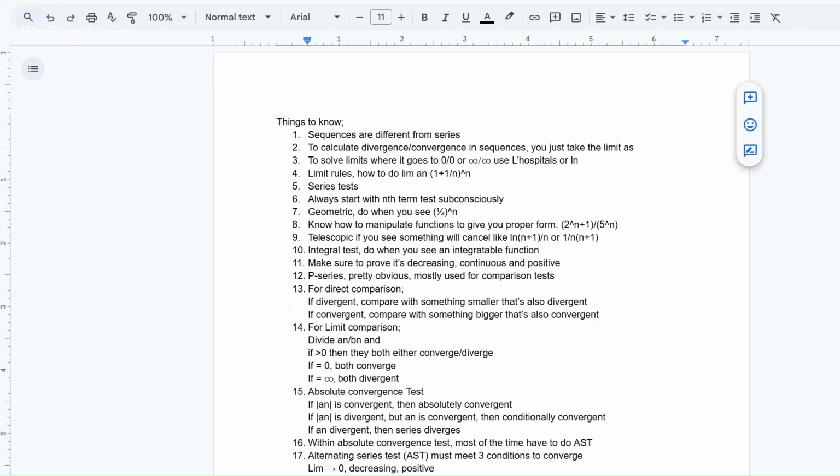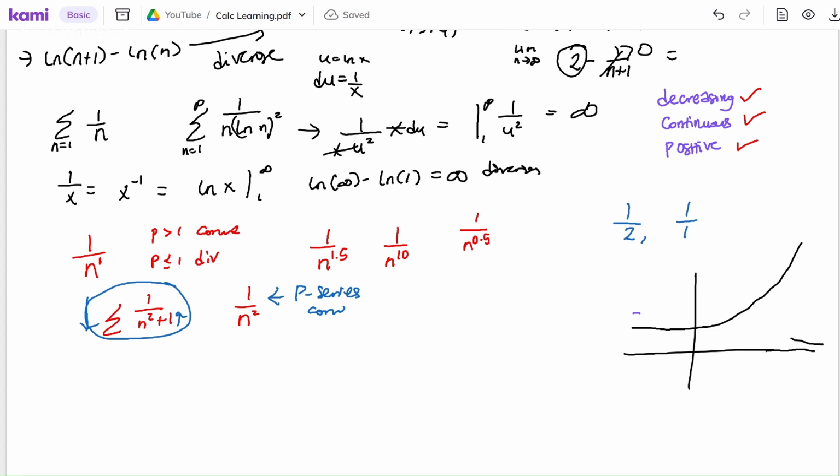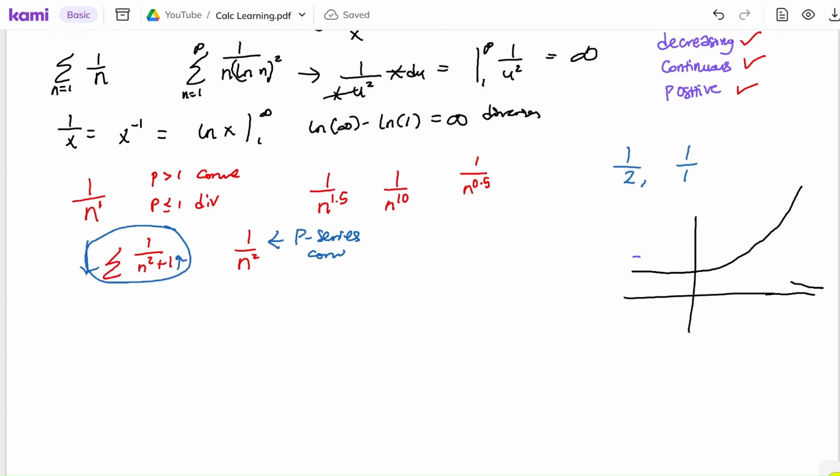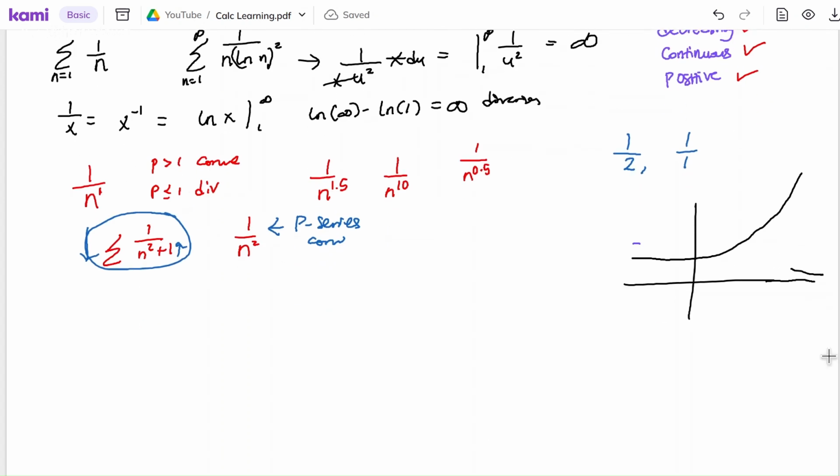Anyways, now move on to the sister of direct comparison. It's limit comparison. It's basically the same thing, but I think limit comparison is easier, because with direct comparison you have to find one that's smaller or one that's bigger. But with limit comparison, you can just compare similar looking series. So something like this, you just set n equal to the limit as it goes to infinity.